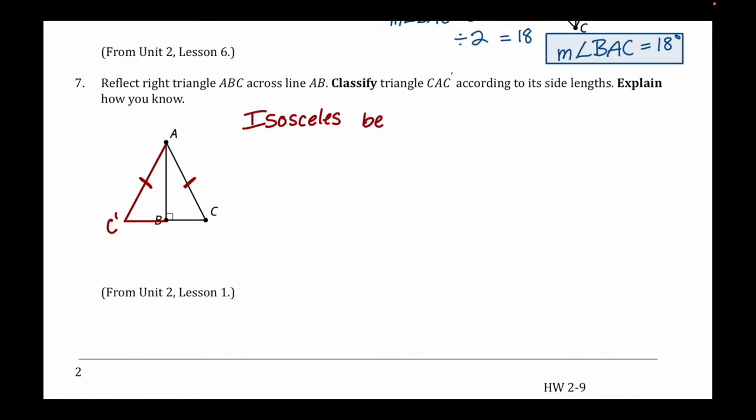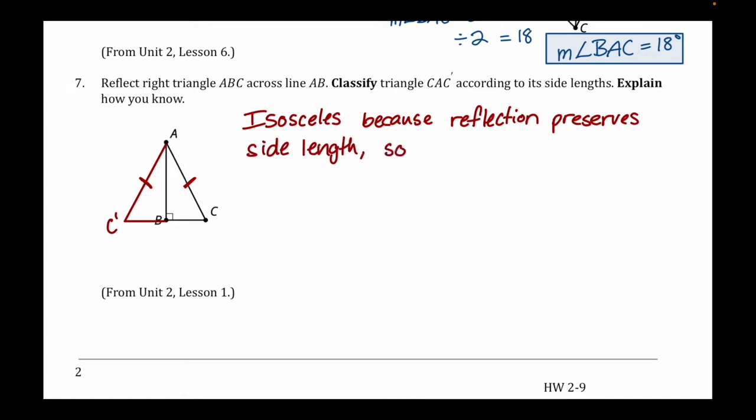And that is because reflection preserves side length, so AC is congruent to AC prime. And there we go. So at least 2 have to be congruent. It might be equilateral, but we don't know that for sure. So the only thing we can do is say this.